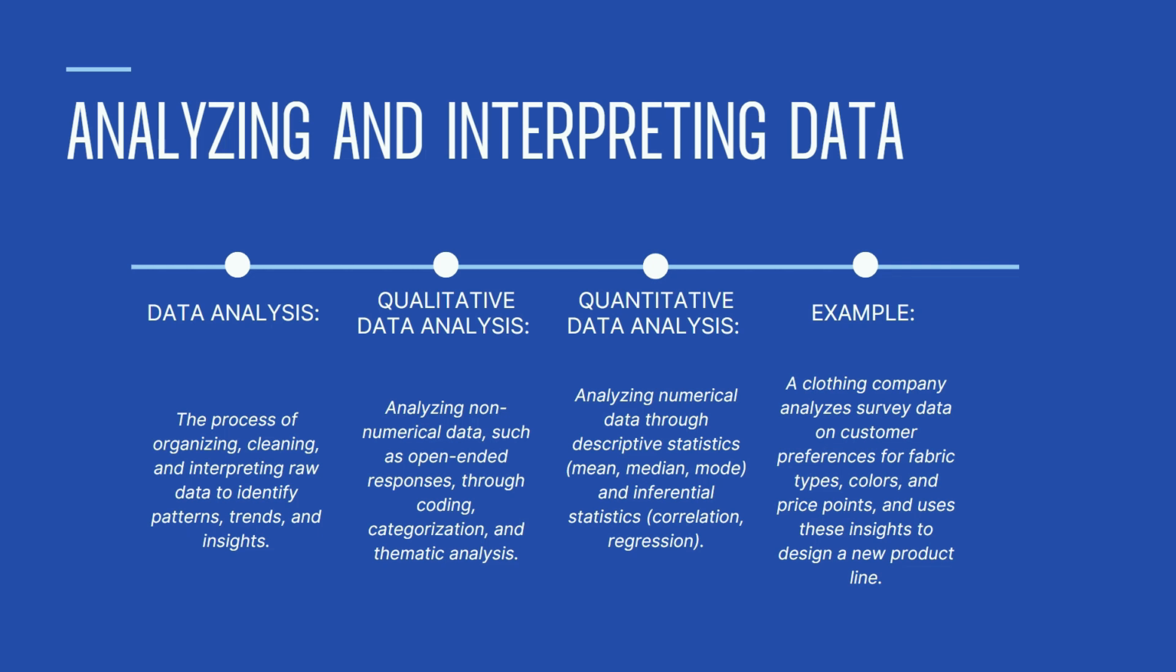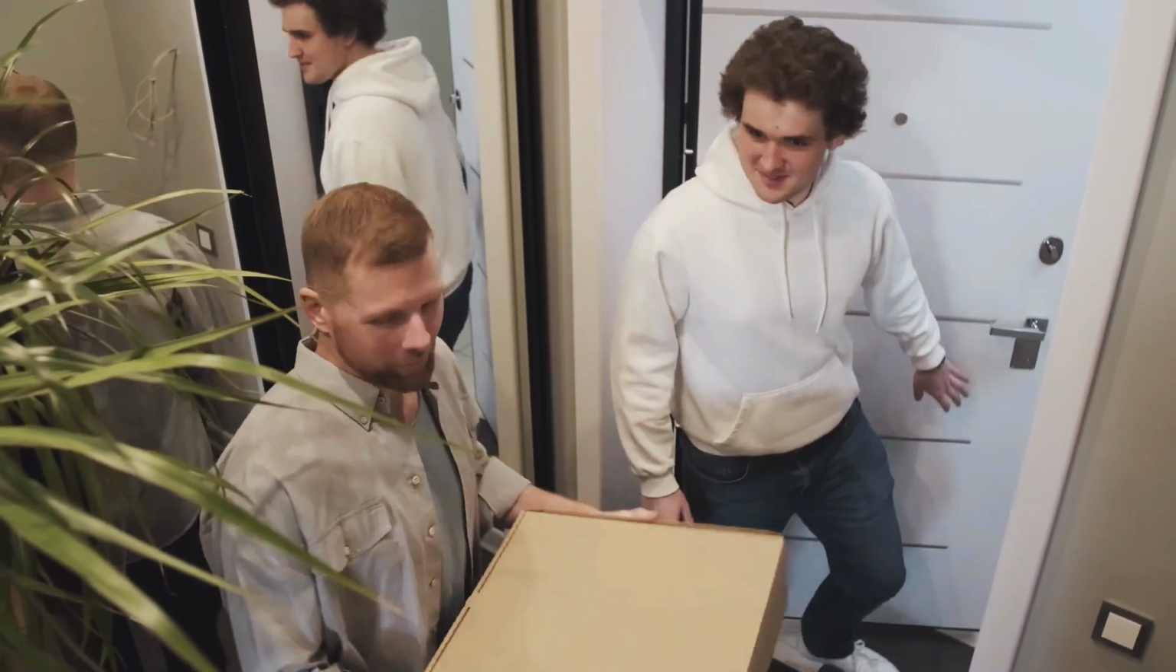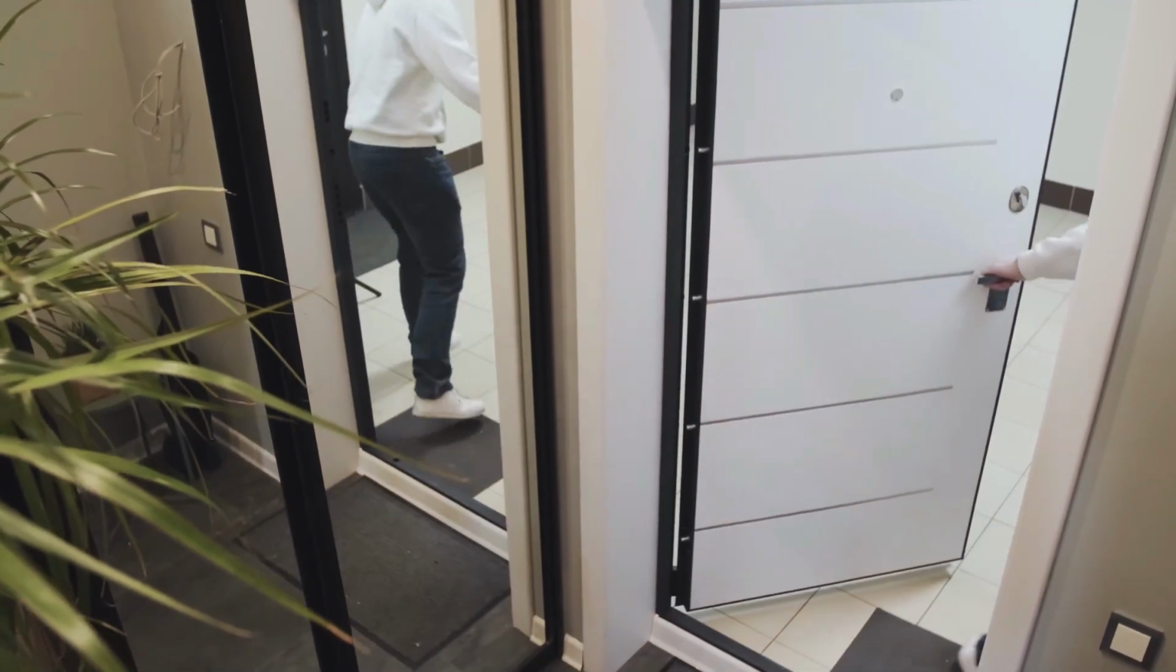For example, a clothing company analyzes survey data on customer preferences for fabric types, colors, and price points, and uses these insights to design a new product line. Also, developing a minimum viable product, the simplest version of a product that can be released to test its core features and validate its value proposition with real customers.